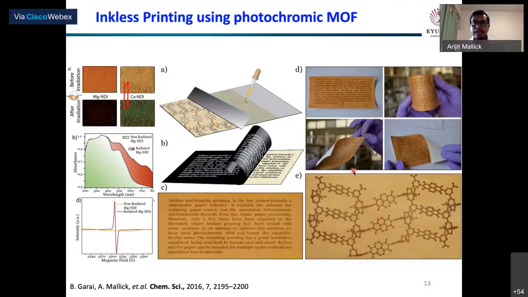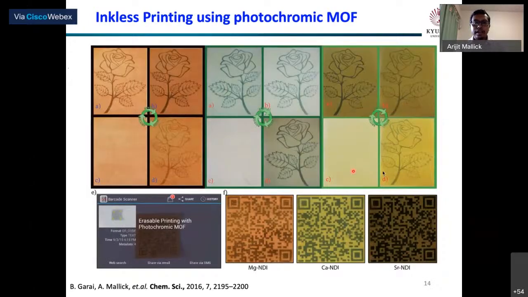And we can do a lot of things, like here you can see we can draw a picture, and this is after 12 hours. It is still visible. And here it is showing after erase. So if you keep it in the dark, it will be erased. And here it is showing after the fourth round of printing. So you can actually print so many times. And here it is showing that the barcode can be easily scanned by an electronic scanner. So these are prominent printing applications we can use.